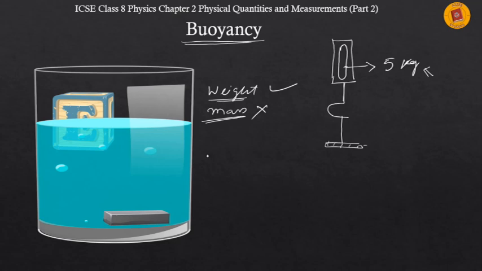What is the weight? Let's convert it to weight. Weight is equal to 5 kg force, which means we multiply 5 kg by 9.8, which is equal to 49 Newton. Okay, from 5 kgf to Newton, we convert it to Newton.